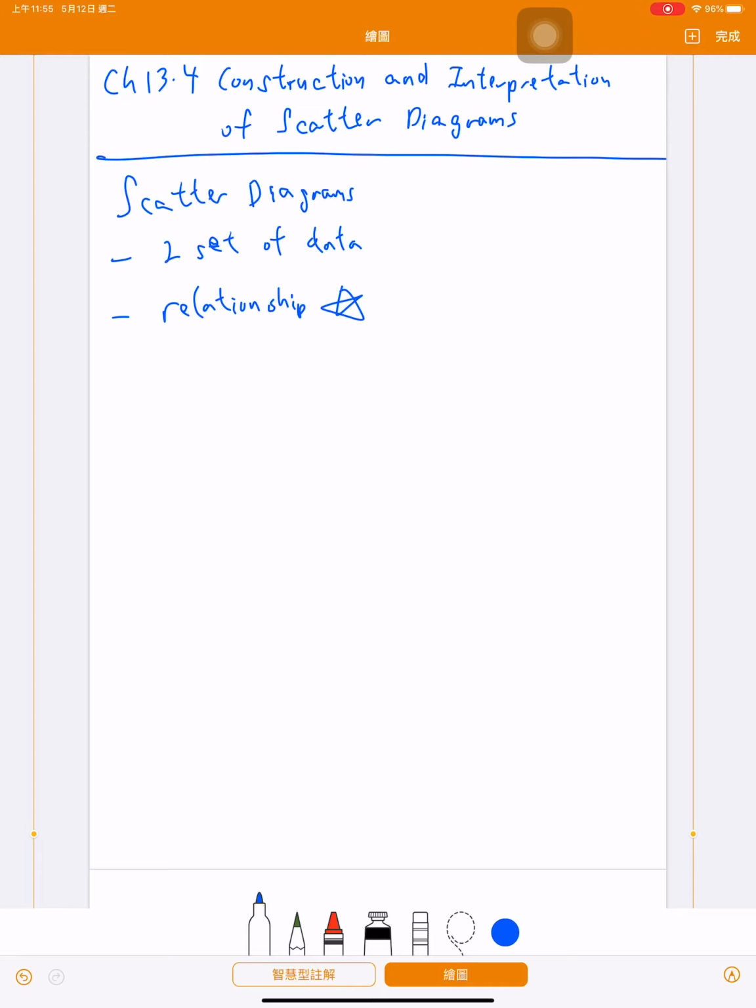For example, if I want to know if there is any relationship between the revision time and the marks. Someone may claim that if you do more revision, then your marks will increase. Then we may collect data from a class to see their revision time and their corresponding marks. We may get such a graph.